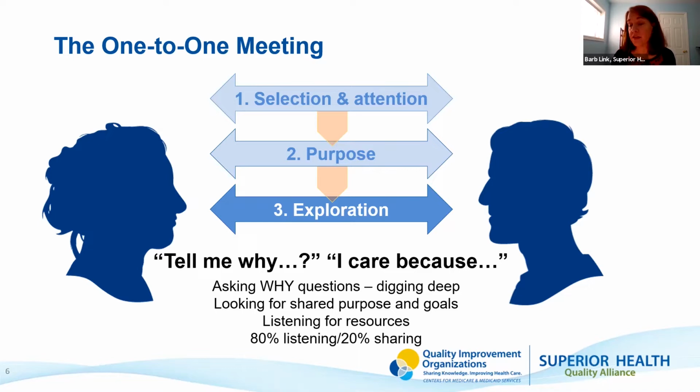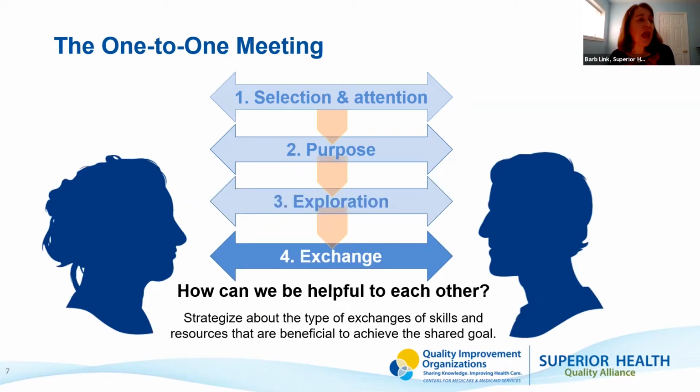It's 80% you're listening, 20% you're sharing at this point. So if you're doing a lot of talking, you need to step back and start asking more why questions and getting more of a sense of why they would be a good fit for your coalition. And this is all in one session. So it's a lot, but it's really drawing them out and being very intentional about inviting them to the work that you're doing. So moving on to stage 4, step 4 is an exchange.